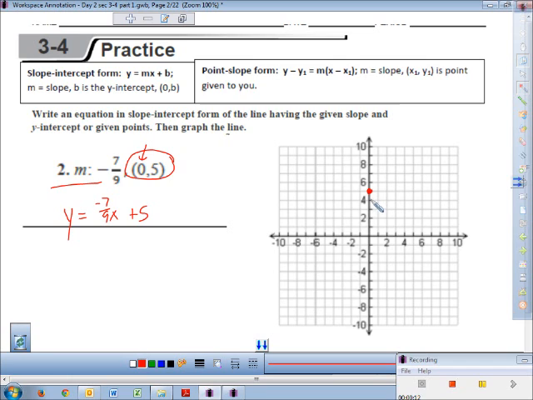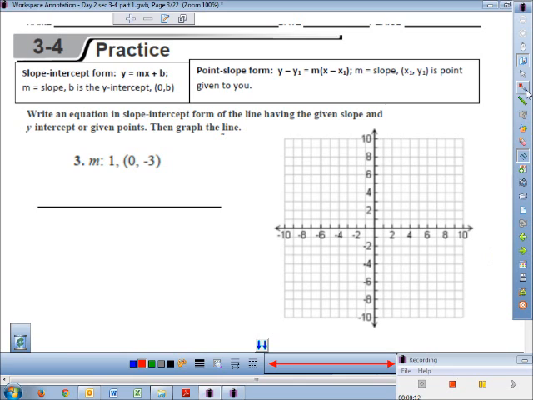And then we'll go down 7, 1, 2, 3, 4, 5, 6, 7, because that was a negative 7, and to the right 9. Like I said, I always want to try to get 4 points on the graph if possible, but this slope is preventing me from putting any more. I can't go down 7 to the right 9. I can't even go up 7 to the left 9, so all I can get is 2 points. So we'll take our straight edge and connect those dots together.